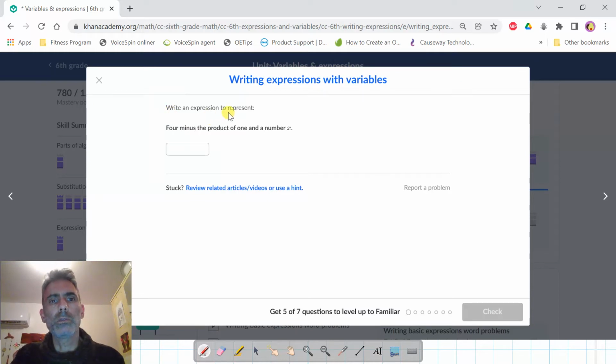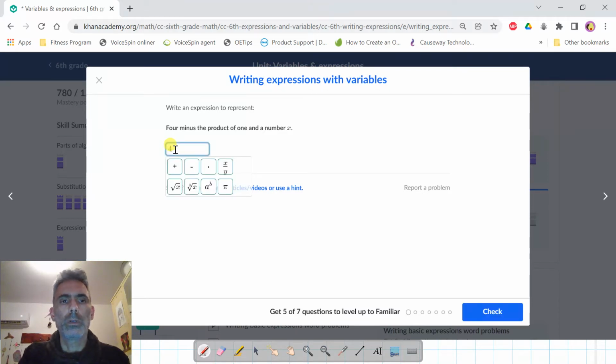Write an expression to represent 4 minus the product of 1 and a number x. 4 minus 1 times x, so it's basically 4 minus x.